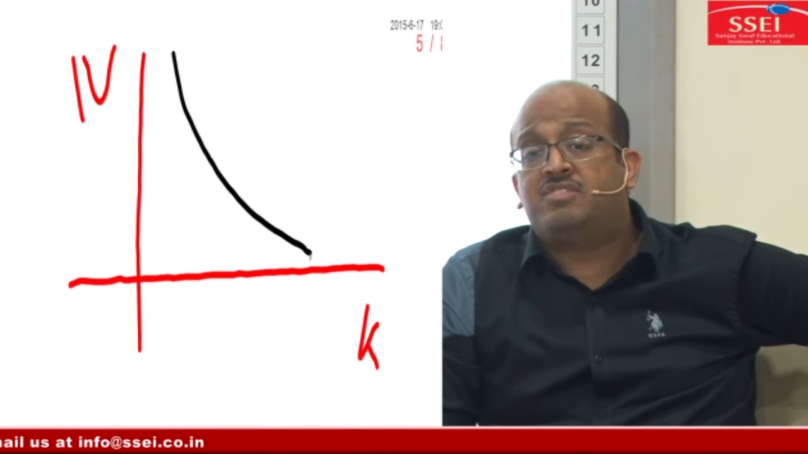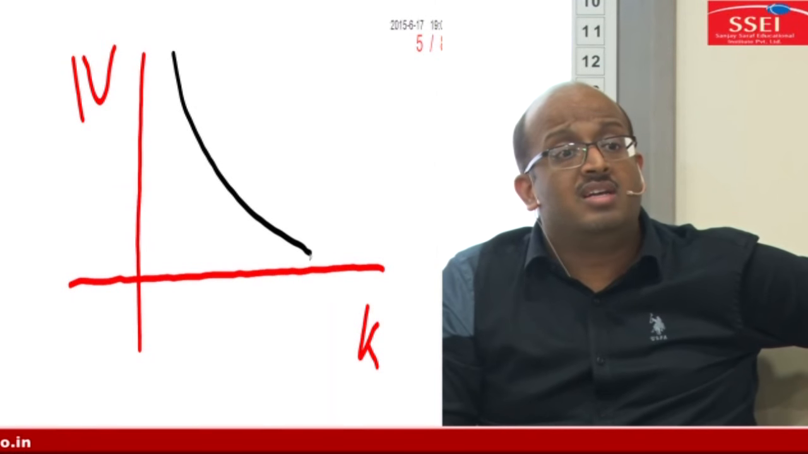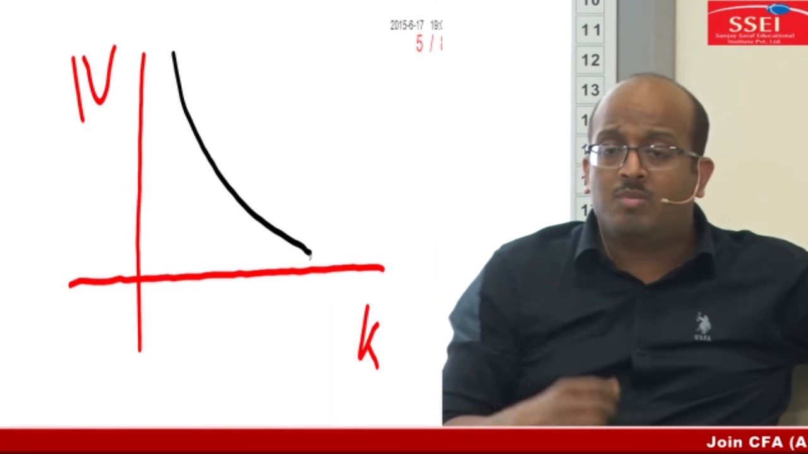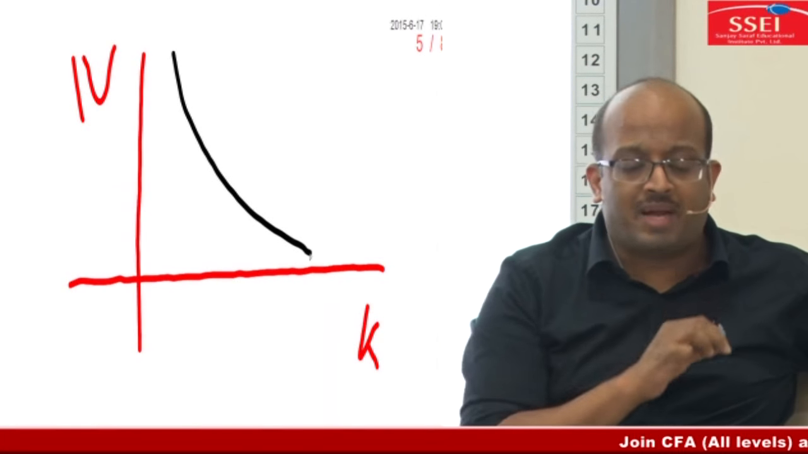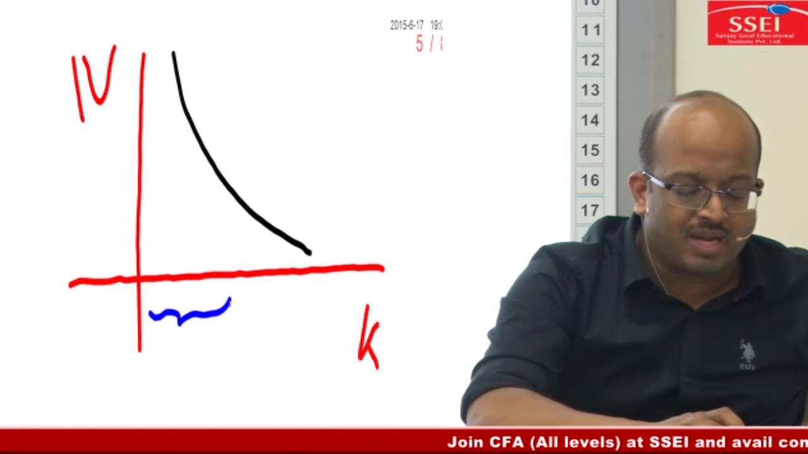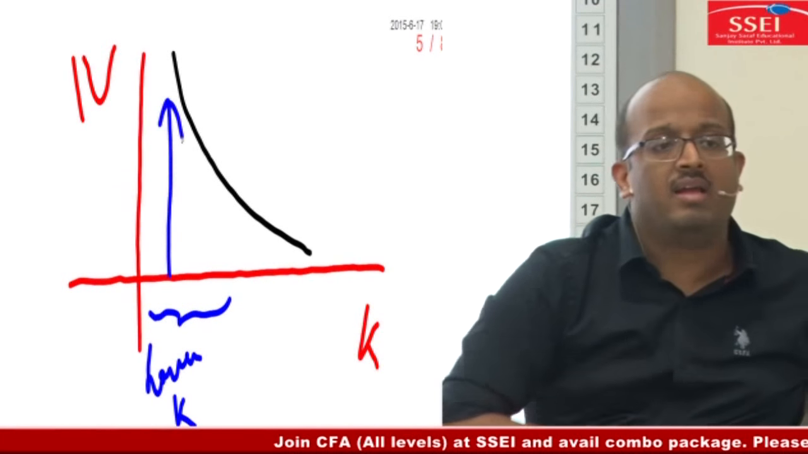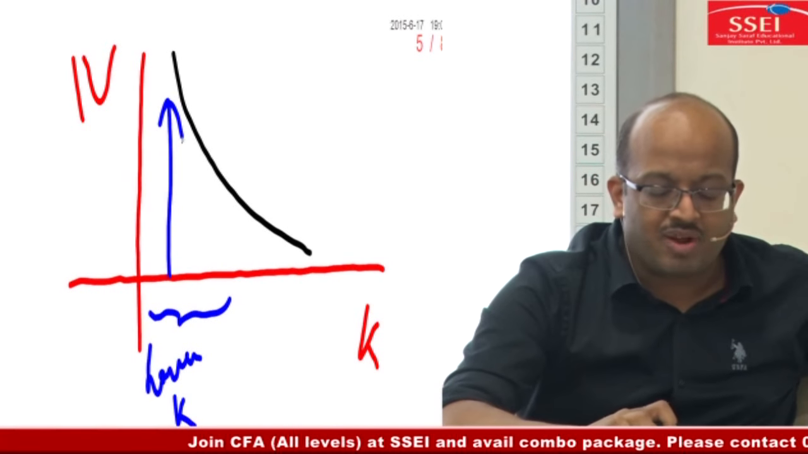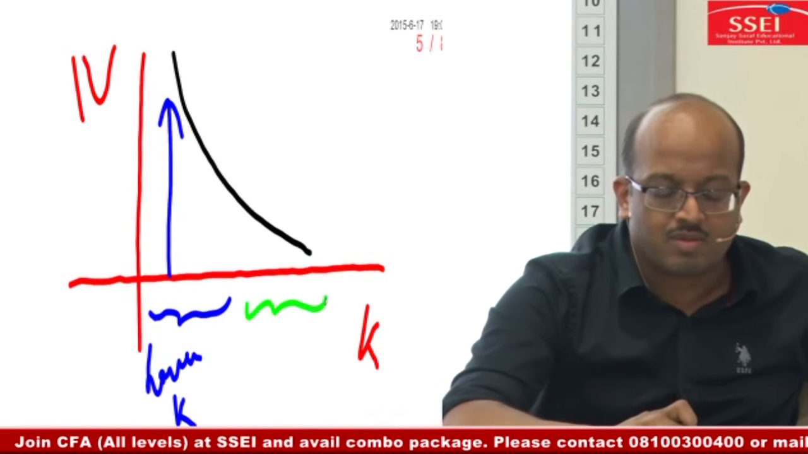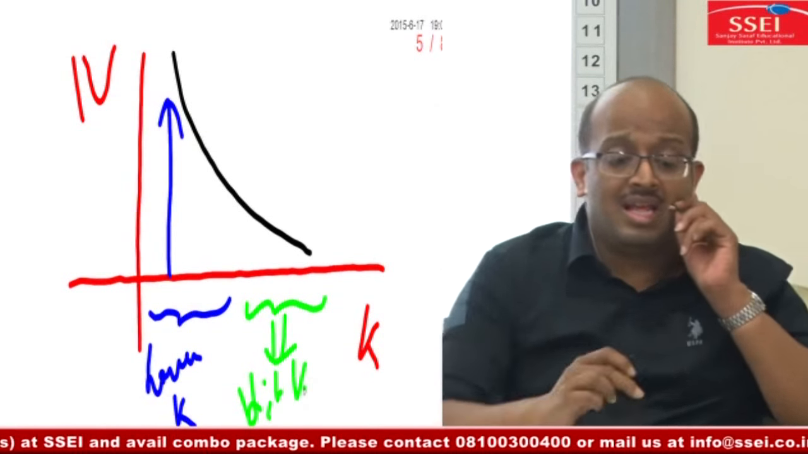Is this a smile or a half smile? Half smile. It is called a smirk, S-M-I-R-K. What you observe over here is that for lower strike price, lower K, IV is high. But for higher strike price, higher K, IV is less.